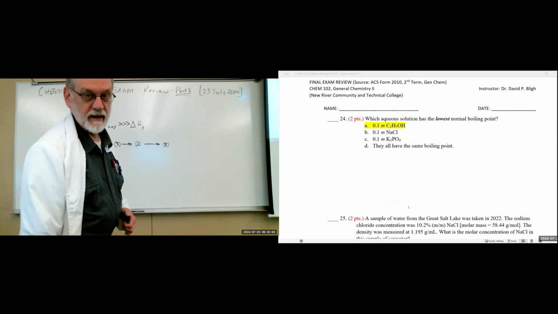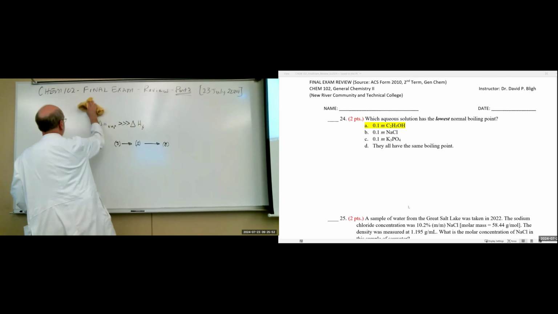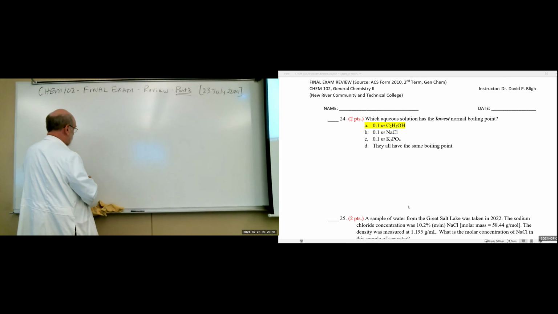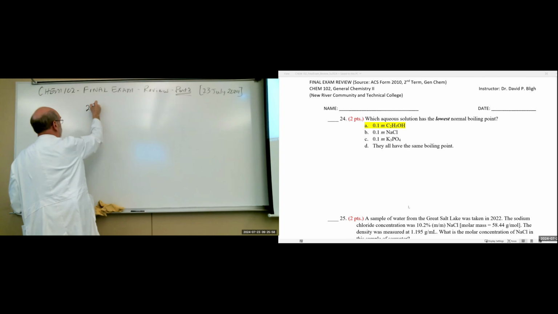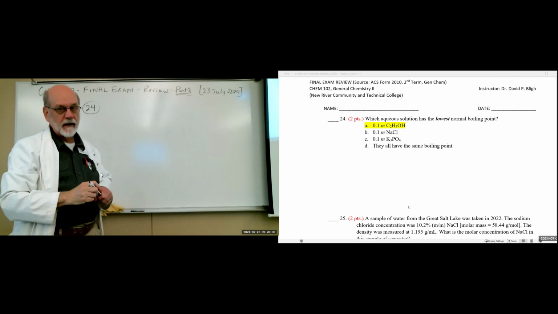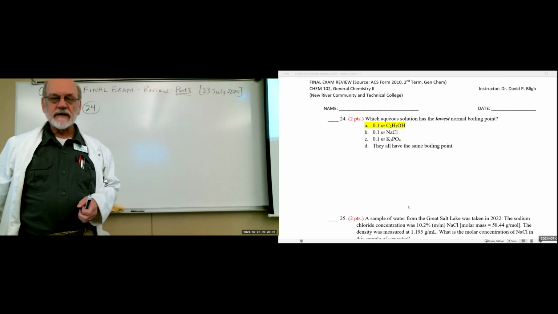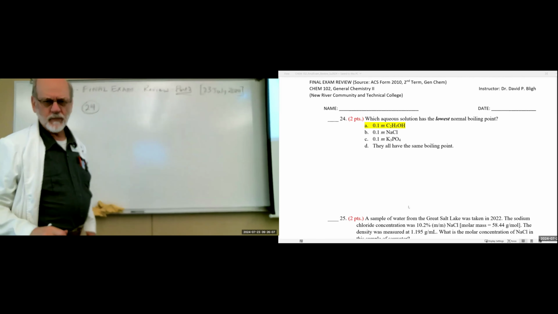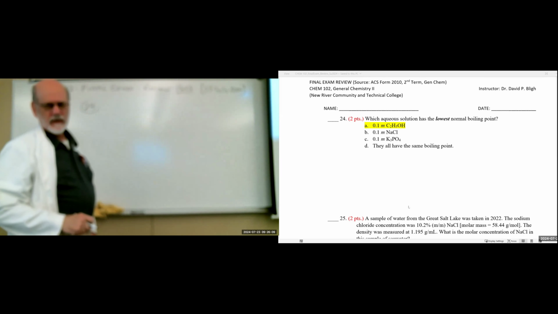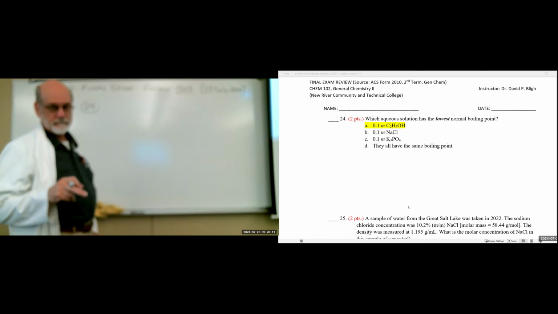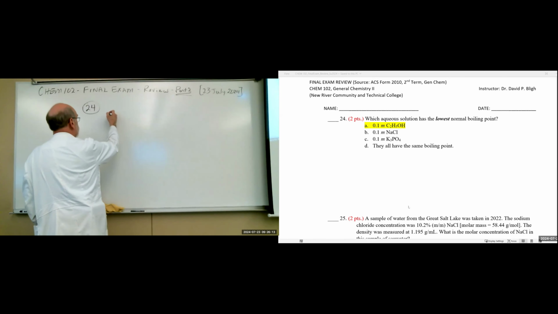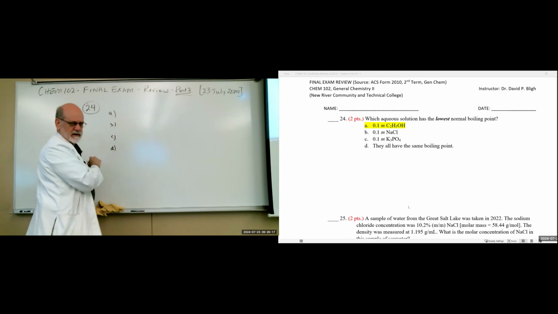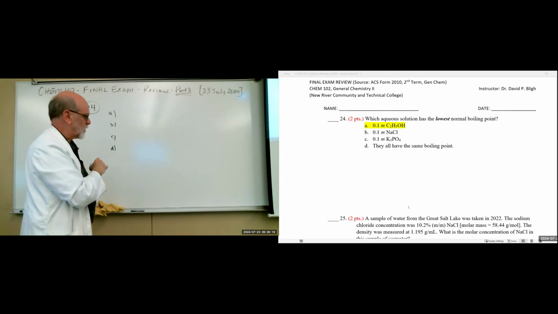All right. How about 24? Which aqueous solution has the lowest normal boiling point? All right. I think we need Henry Ford for this one. The lowest boiling point. So let's say A, B, C, and D. And D is, they all have the same boiling point.